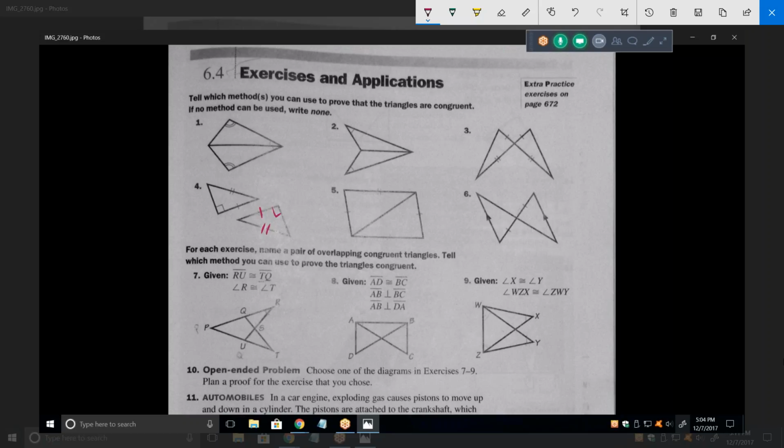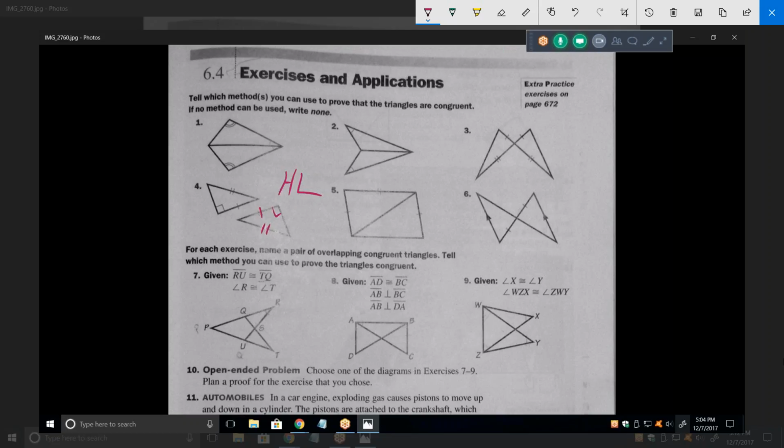That's not... Angle side is not a theorem that proves it. However, this is a right triangle. There is a special theorem for right triangles called hypotenuse length. Hypotenuse length. Which means hypotenuse and one of the short sides.